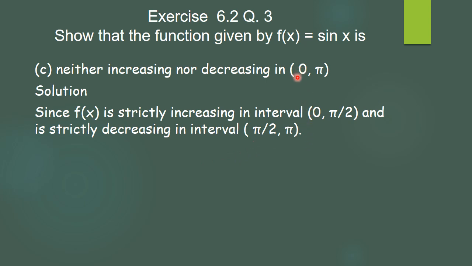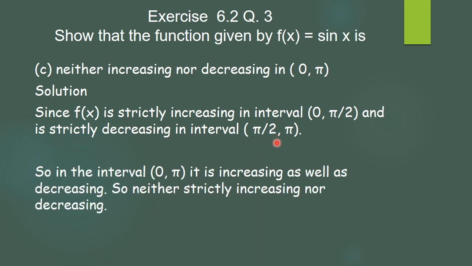So when we consider the total, that is 0 to pi, in one part it is increasing, while in another part it is decreasing, and so we say the given function is neither strictly increasing nor strictly decreasing in the interval 0 to pi. This is a question where they have asked to check whether the function is increasing or decreasing, or neither, in the given interval.